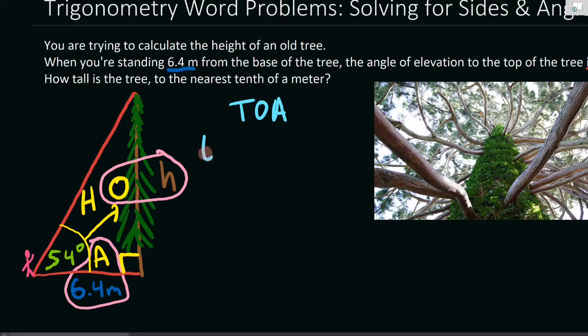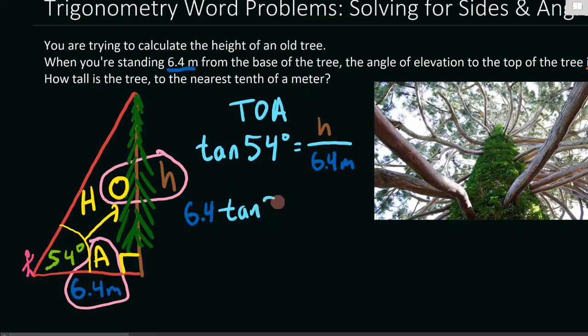So using the SOH CAH TOA method, then we have tangent of our angle, 54 degrees, is equal to the opposite, which is the height of our tree, divided by our adjacent, 6.4 meters. Now the way we solve this, we're going to multiply this 6.4 in front. So 6.4 times the tangent of 54 degrees equals our height. Then plug this into the calculator, and you get the height of the tree rounded to the nearest tenth is 8.8 meters.